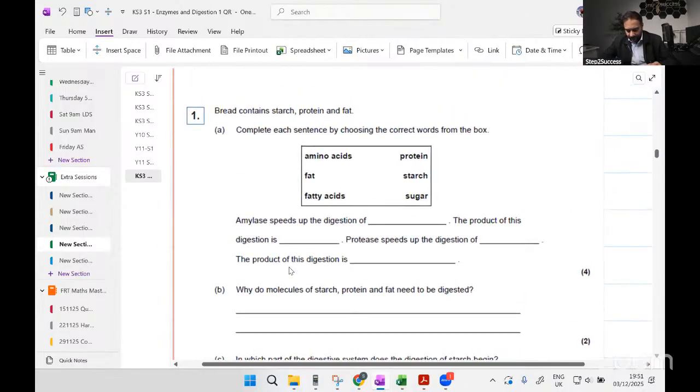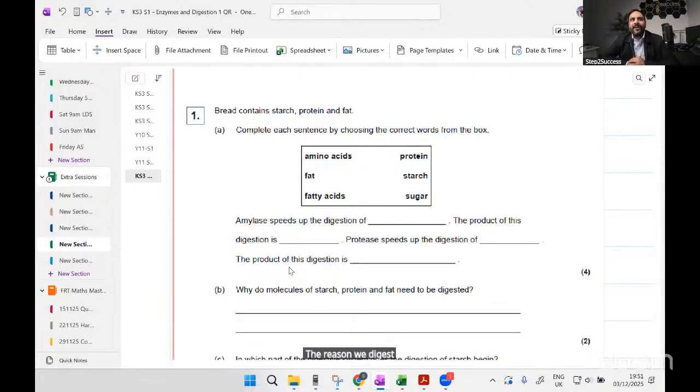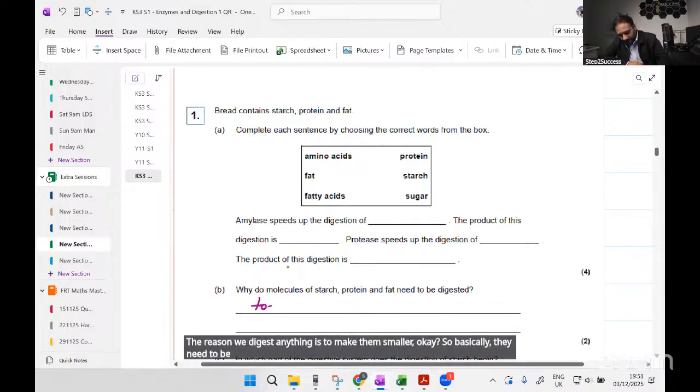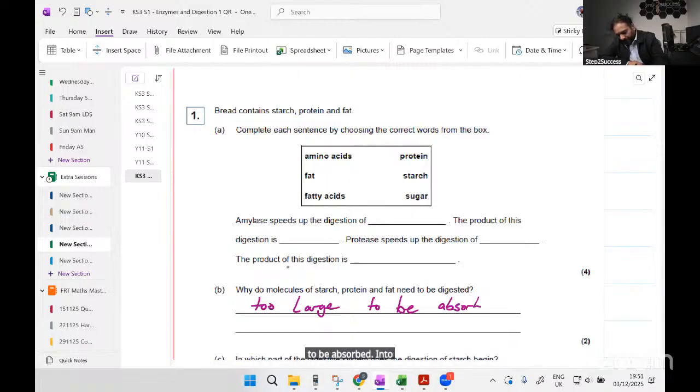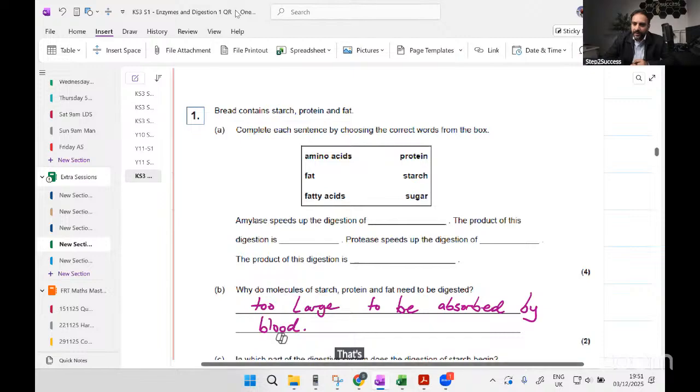Why do molecules of starch, protein, and fat need to be digested? The reason we digest anything is to make them smaller. So basically, they need to be digested because they're too large to be absorbed into the blood. That's the reason for it.